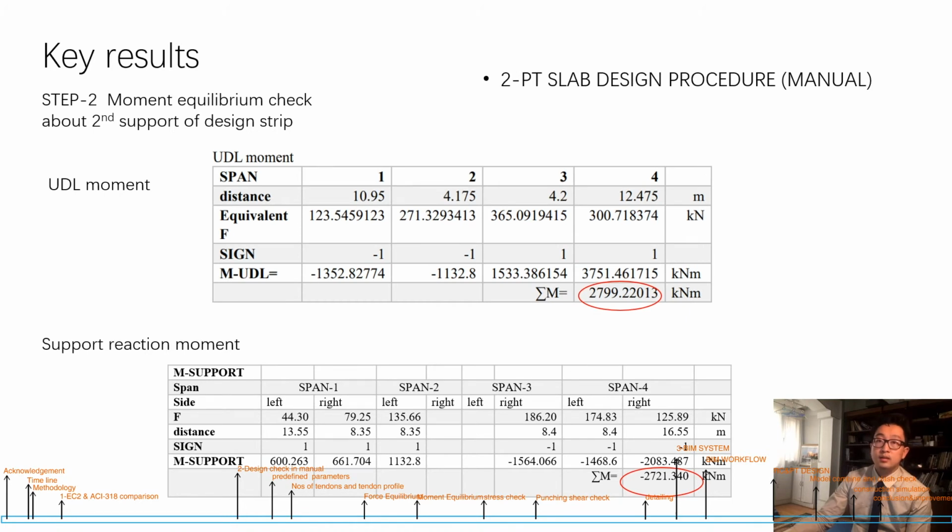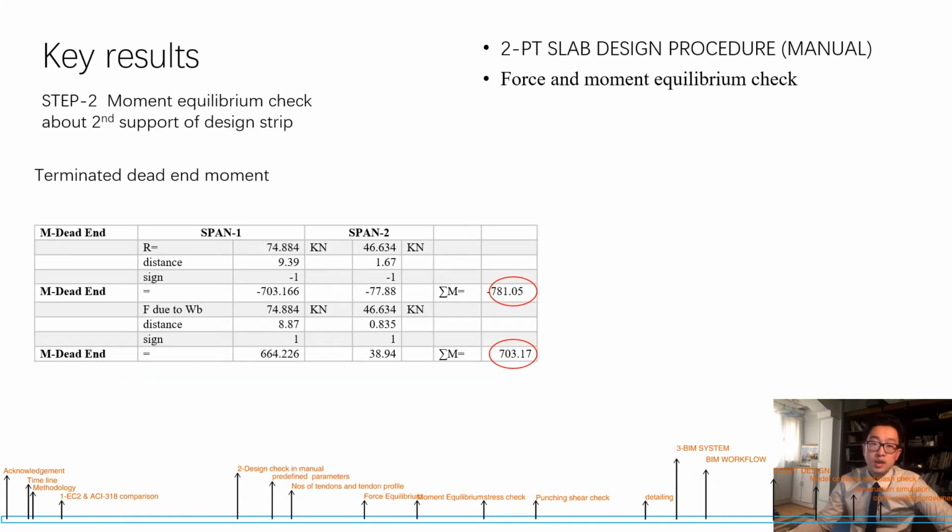As I learned in the theory of structures, the table shows the summation of moment generated by these loads. The first table is a calculation of UDL moment, and the second table is a summation of support reaction moment. So basically, it's like so. The third moment calculation is the terminated dead end moment.